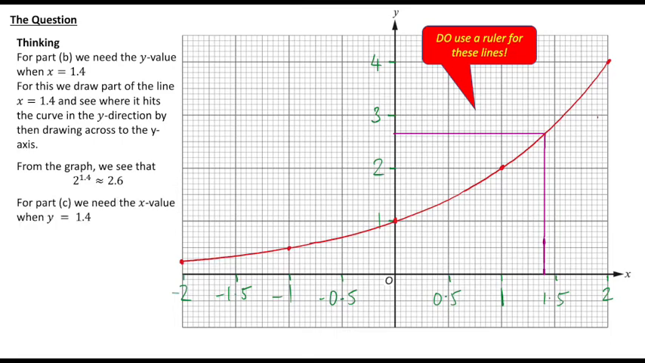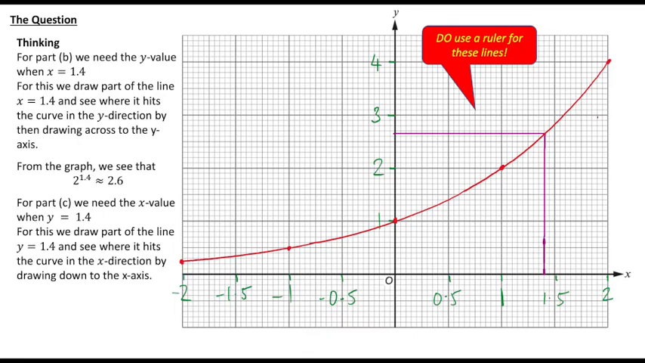For part C we need the x value when y is 1.4, so we do the sort of reverse process. We draw part of the line y equals 1.4, see where it hits the curve by dropping down. So there we have the line going across from y equals 1.4, and then down it goes. And we can see that the solution to 2 to the x is 1.4 is about 0.5.